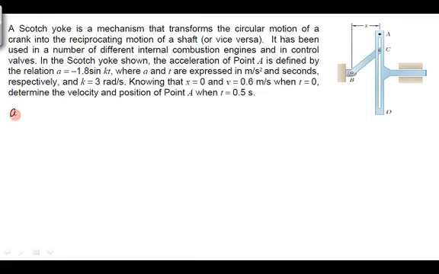So we are given a equals -1.8 sin kt, and when t is equal to 0, we have x is equal to 0 and v equals 0.6 meters per second, and the value of k here is given as 3 radians per second, and we have to find velocity and position at t is equal to 0.5 seconds.